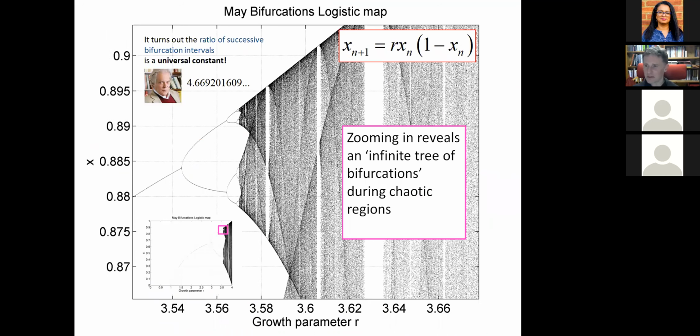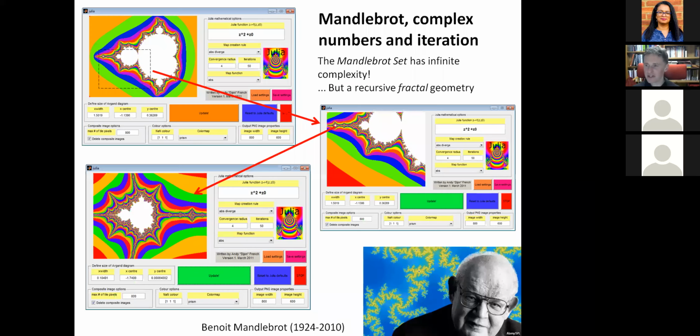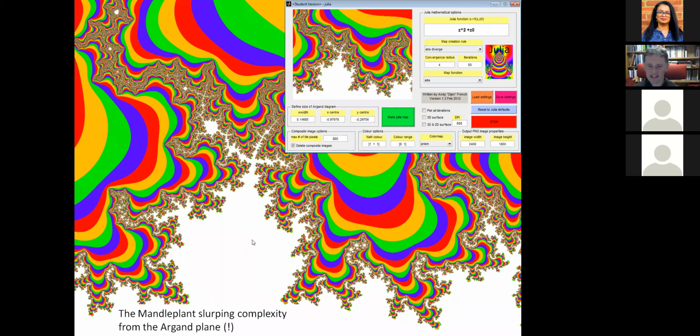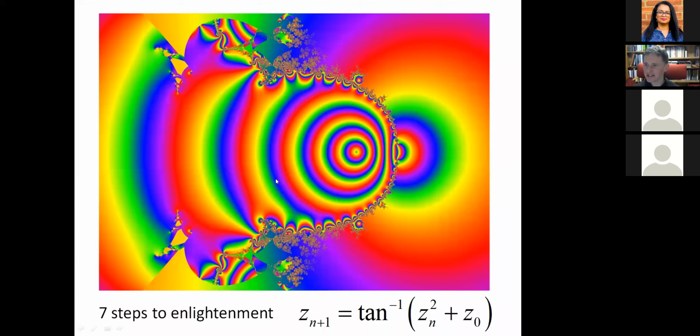And here's probably the most pretty stuff, which is the Mandelbrot set, but perhaps a Mandelbrot set that you may not have seen before. So there we are. Here's the Mandel plant, and these are the Mandelbrot variations. We've got a light bulb, a rocket ship here, and here we are, the 7 steps to enlightenment. So there we are. I'll leave you on that psychedelic note.